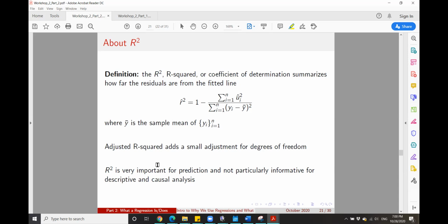And so people do talk a lot about r squared. My personal econometrics professor had a lot of opinions on how much people thought about r squared, and mostly that they thought about it too much. But something that's important is that r squared is really important for prediction, right? If you're trying to predict y, you really do care about the fit. But it's not necessarily as informative for descriptive and causal analysis.